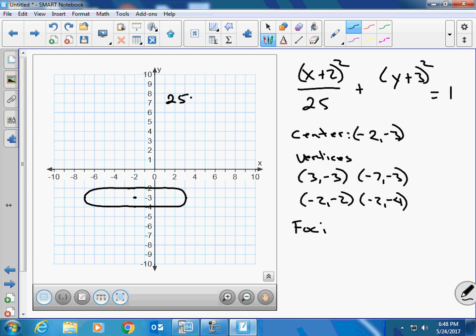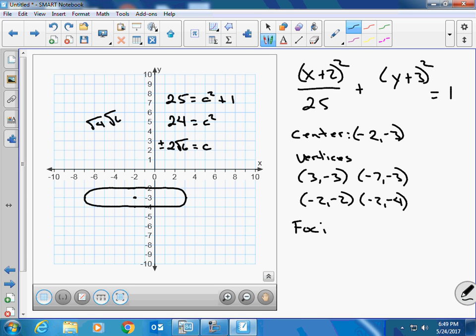25 equals c squared plus 1. 24 equals c squared. C equals plus or minus... 24 can be broken down into 4 and 6. So 2 square roots of 6.